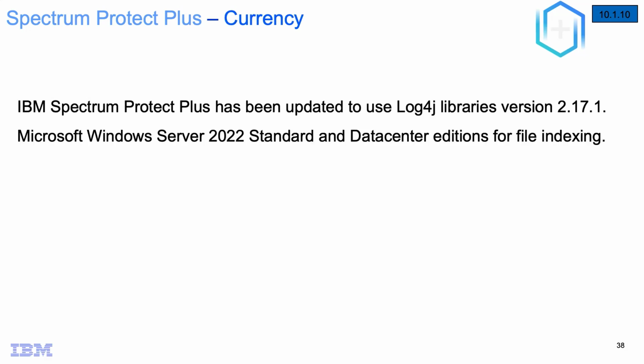Beginning in version 10.1.10, we have also removed all references to the Log4j libraries that were vulnerable. You recall that was a pretty big issue with Java over the end of last year, the end of 2021. And we now support Microsoft Windows Server Standard and Data Center editions under VMware for doing file indexing.